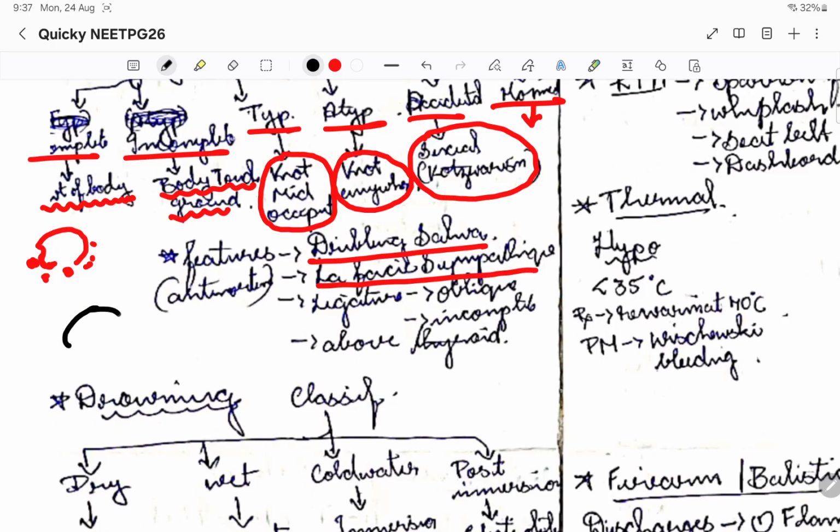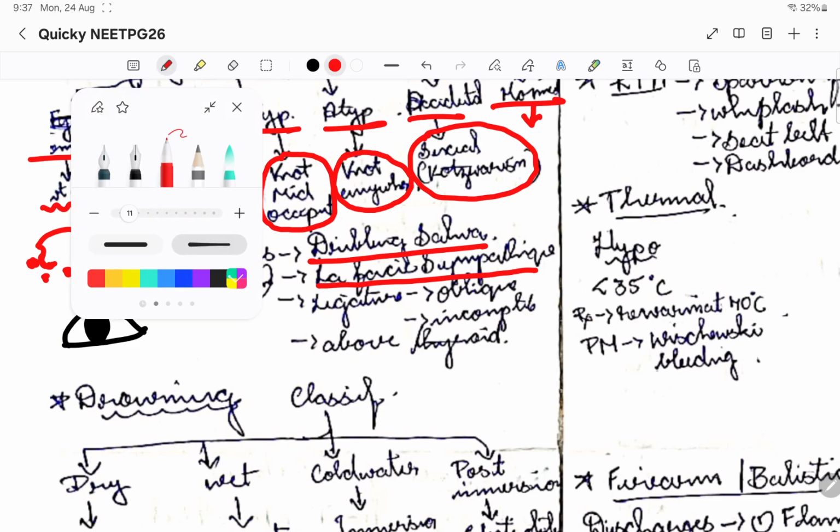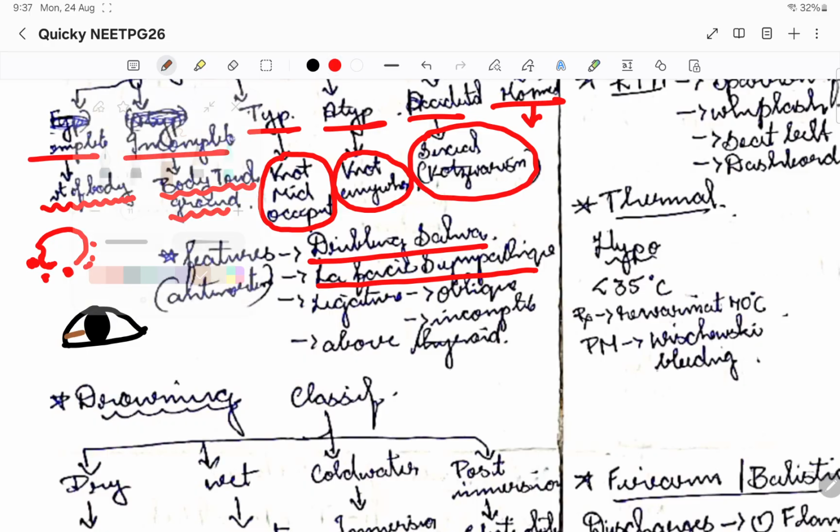Okay, so if this is the eye and this is the cornea, what happens is there will be brownish discoloration just around the eye. This is called la fascia sympathetic. This is in antemortem hanging. Then coming to ligature, it is going to be oblique or incomplete ligation. So ligature will be oblique or incomplete.